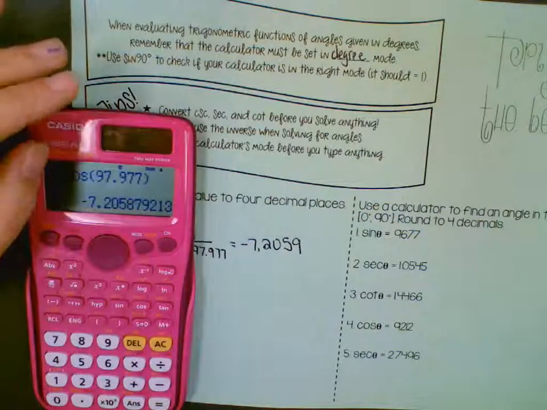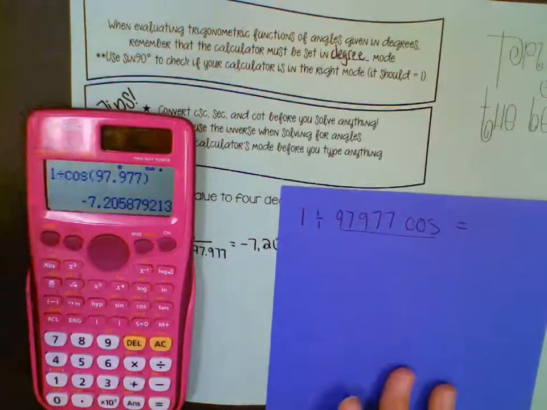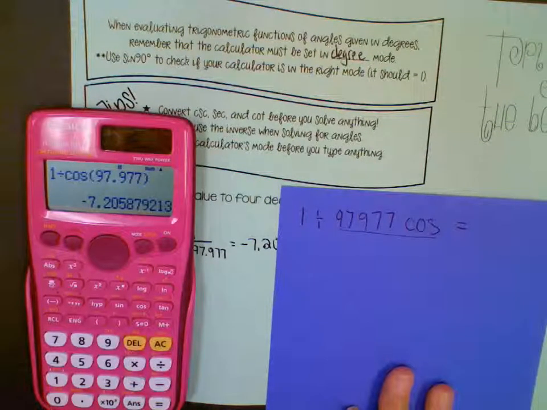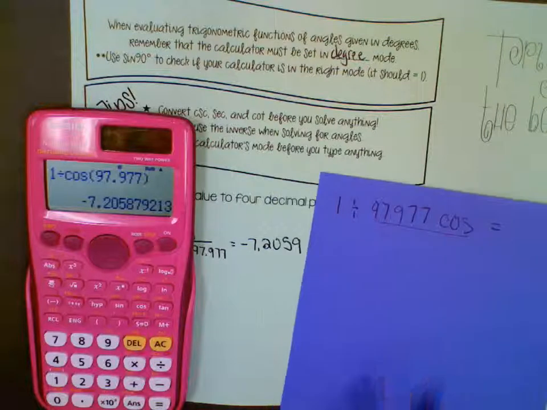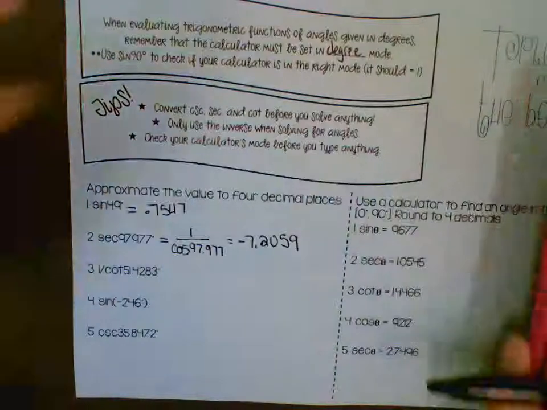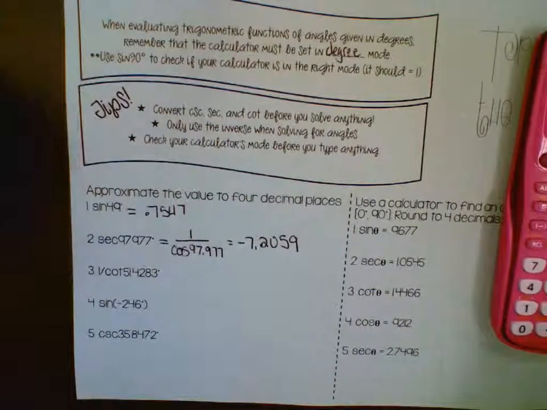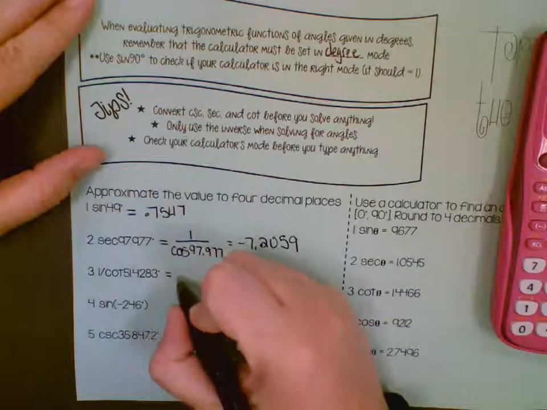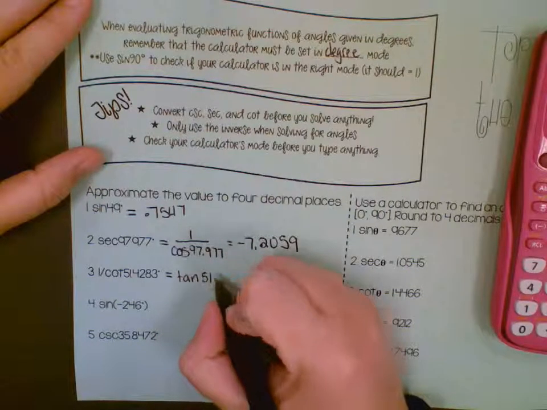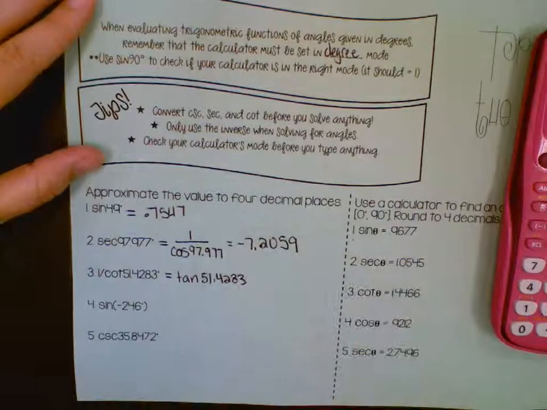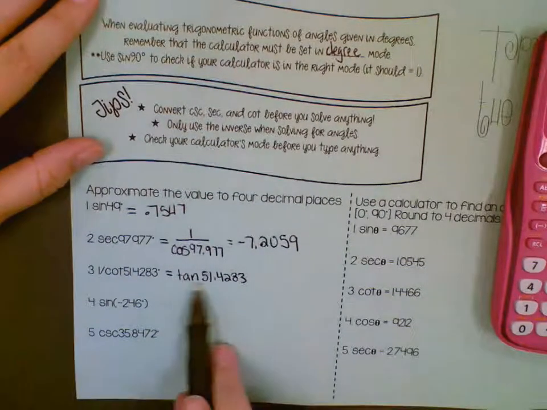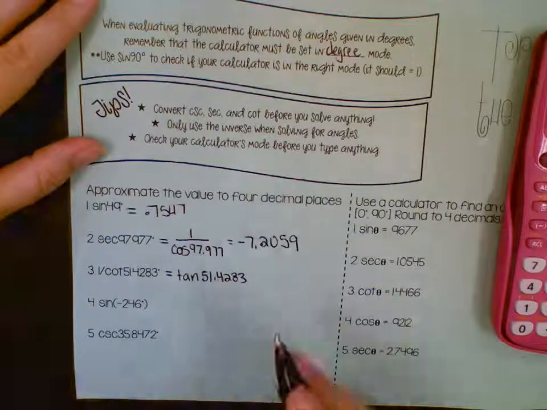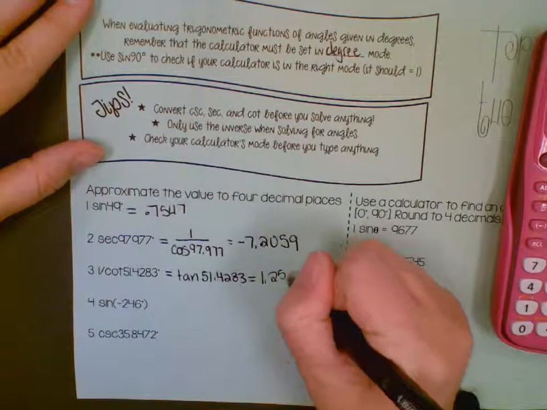So in a backward calculator, you would type that in as 1 divided by 97.977 cosine, and then you would hit equals at the end. Very good. So for number 3, it gives us 1 over the cotangent. So we can't type that in the way it is, so we need to change it to its reciprocal function. So since cotangent's in the bottom, that means if we move it to the top, it'll turn into tangent. So this is equal to the tangent of 51.4283. So we can type that in our calculator exactly like it says here, or backwards calculator, angle first. So that would give us 1.2539.